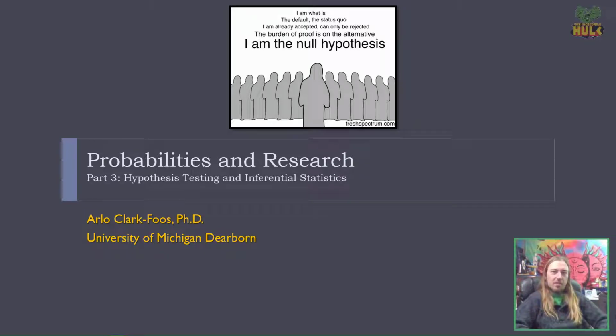And so this graphic that says I am what is, the default, the status quo, I am already accepted, can only be rejected. The burden of proof is on the alternative. I am the null hypothesis. This is what we're going to talk about. That's just kind of a cryptic way of presenting it, but it basically is about that. Now, to get there, let's refresh a little bit.